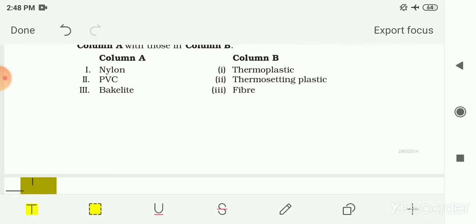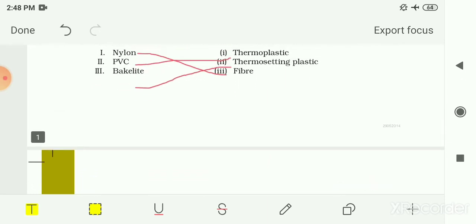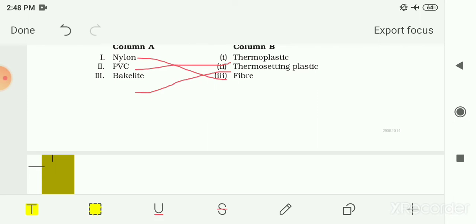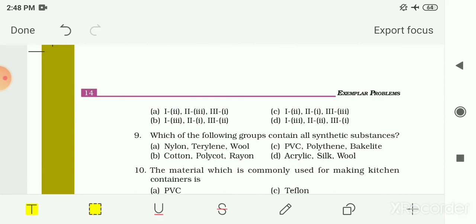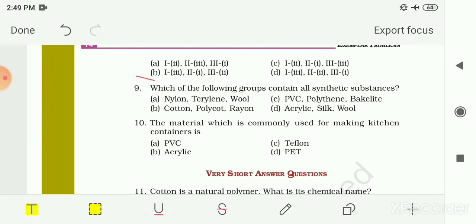So now let me check the options. With first, here the answer is third. With second, the answer is first. So your correct answer is option B. You can check again. With first, that is nylon, it is a type of fiber. PVC is an example of thermoplastic, and the last one given to us, bakelite, is the example of thermosetting plastic. So your answer is option B.